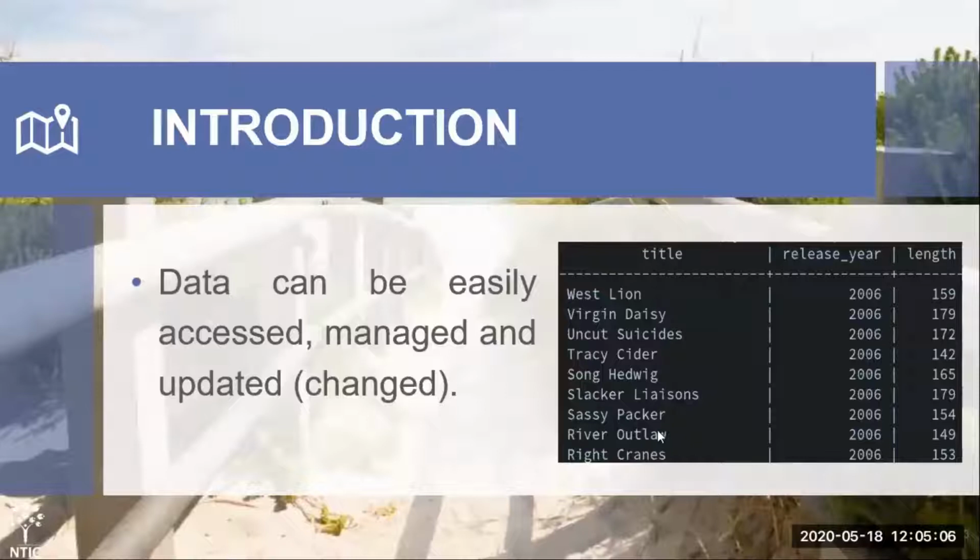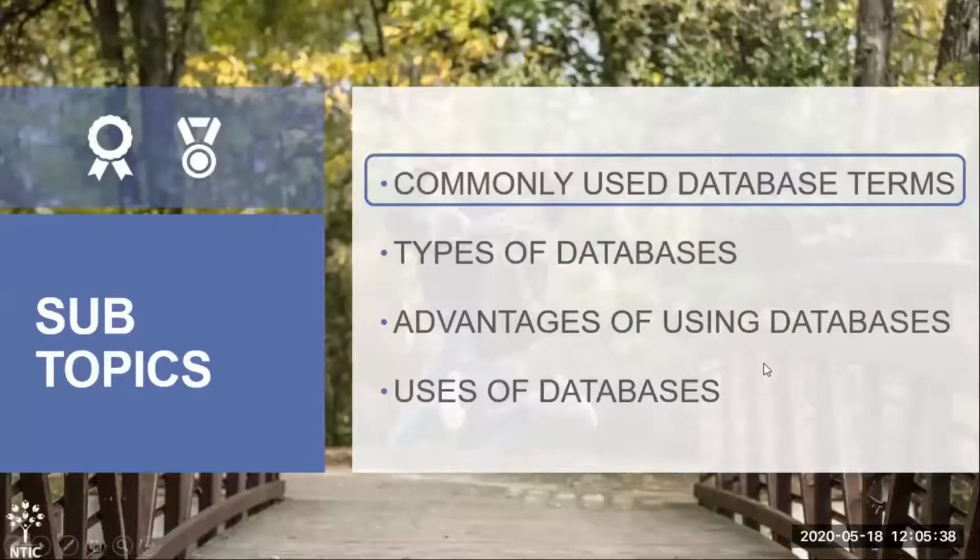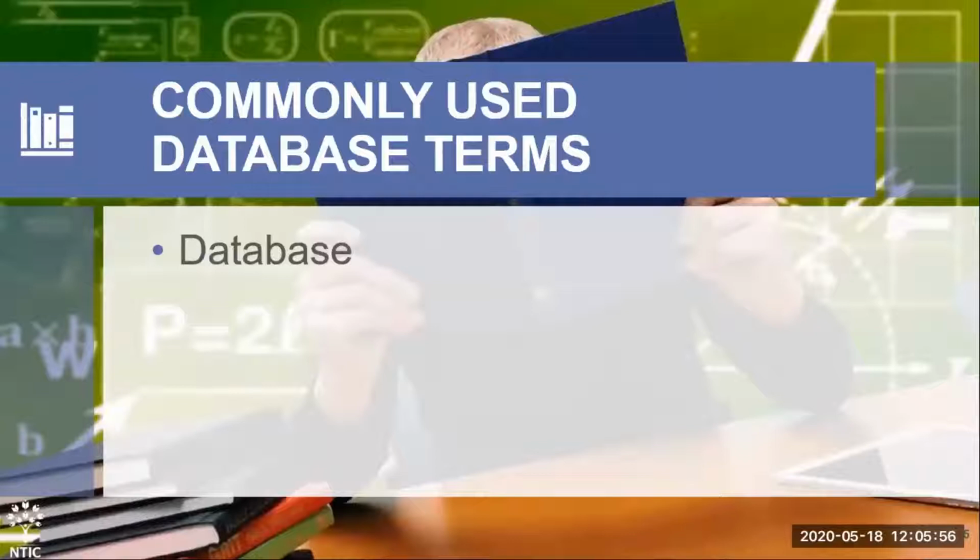On this picture, everybody, we have a table on the black screen, and there are some titles, for example, title, release year, and length. Under these titles, under these columns, there is some information. We say data, all of them. For example, Tracy Sider is data, 2006 is data, and 159 is data. Each one is data. Today we have some subtopics: commonly used database terminologies, some types of database, advantages of databases, and uses of databases.